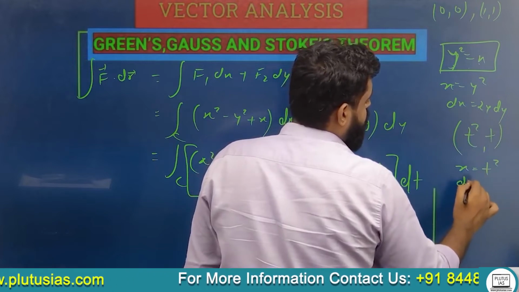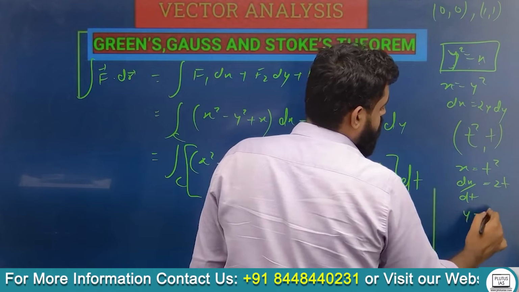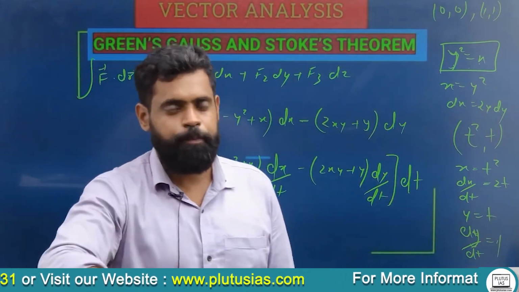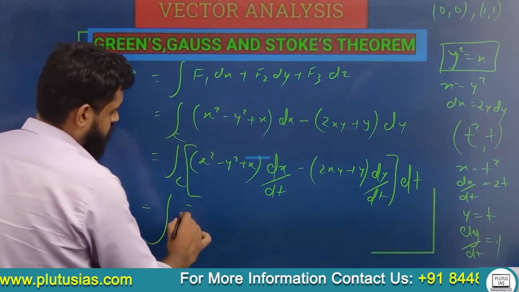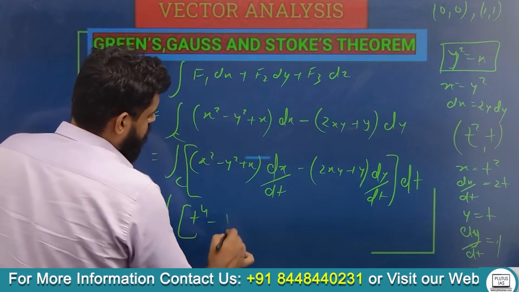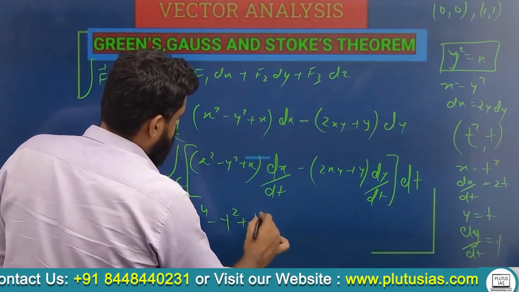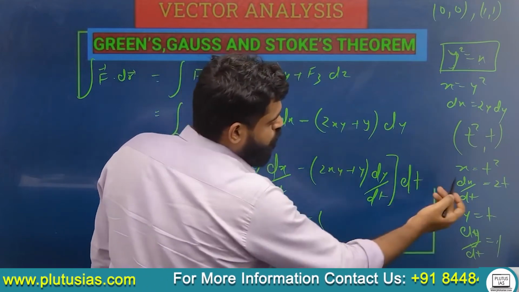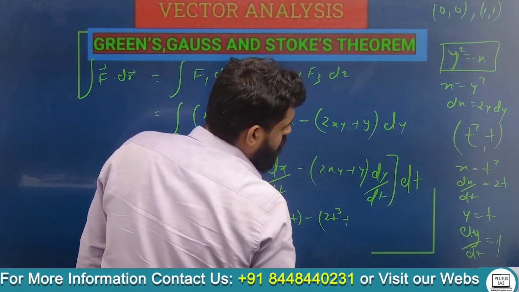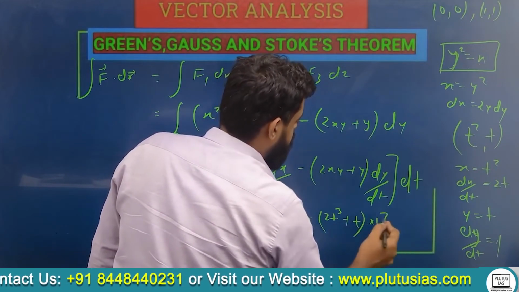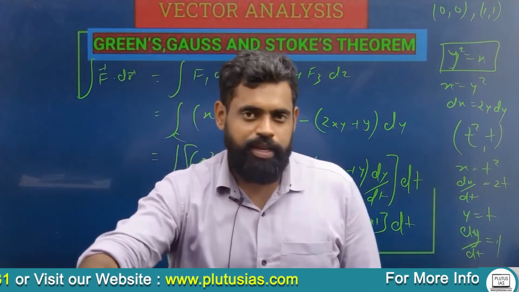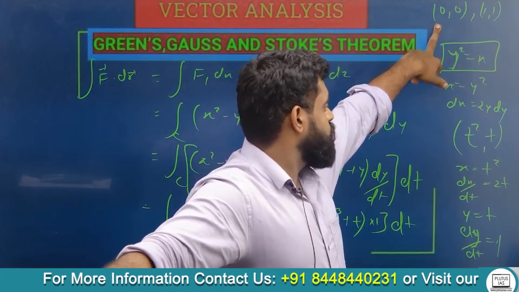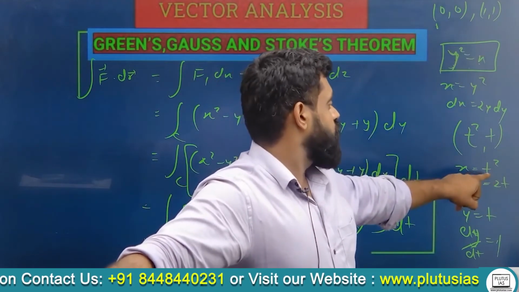Now x is equal to t square, then dx by dt is equal to 2t, and y equal to t, so dy by dt will be equal to 1. Putting these values, this would be t to the power 4 minus t square plus t square, into 2t, minus 2xy, that is 2t cube, plus t, and for dy by dt it is 1, dt. And what would be the integrating limit? Easy to see: if x equal to 0, then t will be equal to 0, and if x equal to 1, then t will be equal to 1.